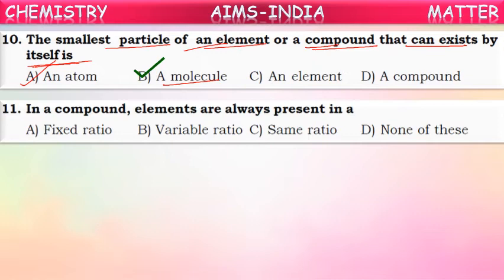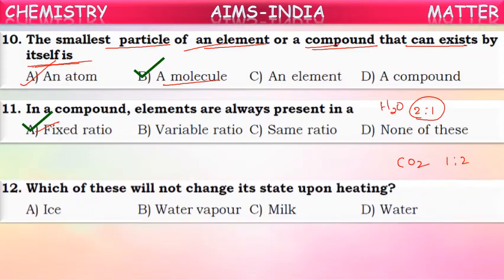Now, in a compound, elements are always present in a fixed ratio. See the H2O molecule: hydrogen and oxygen always combine in a 2:1 ratio. That ratio is fixed. If you take carbon dioxide, carbon and oxygen are in a 1:2 ratio, which is also fixed. Always in a compound, elements are present in a fixed ratio. Now come to the next question.